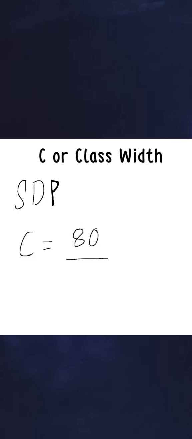But why is it 8 classes? It is 8 classes to make the class intervals more convenient. Now let's proceed to C, or the class width. The formula is C is equal to range over K. So we're going to try the SBP. The range in our SBP is 80 and the K in our SBP is 8. So 80 over 8 is equal to 10. So the C, or the class width, of our SBP is 10.